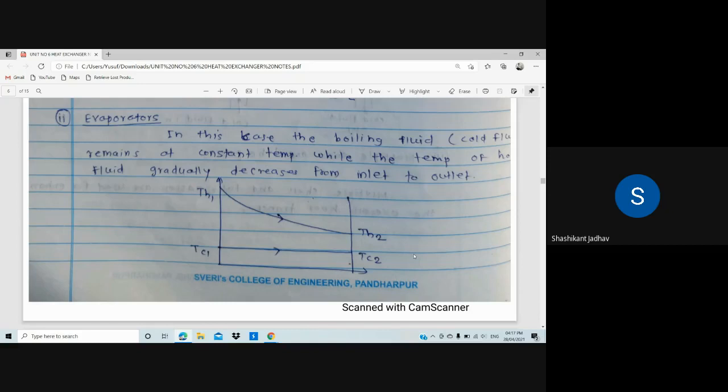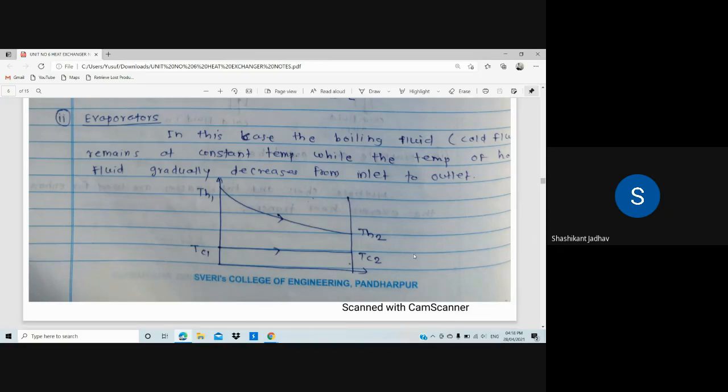Then second, relative direction of fluid motion. There are three types: parallel flow, counter flow and cross flow heat exchanger. In parallel flow, the direction of hot fluid and cold fluid is the same. In counter flow, the direction of hot and cold fluid is opposite. In cross flow heat exchanger, the directions of hot and cold fluid are at right angles to each other. So these are the types according to the relative direction of the fluid motion. After that we discussed the design and construction features.